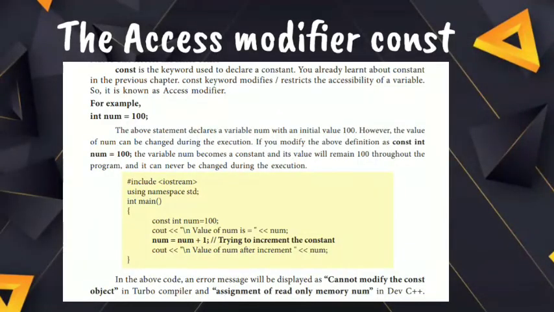Okay, the access modifier const. Const is a keyword used to declare a constant. You already learned about constants in the previous chapter. The const keyword modifier restricts the accessibility of variables, so it is known as an access modifier. For example, int num is equal to 100. In the above example, the value of num can be changed during execution. If you modify the above definition as const int num is equal to 100, the variable num becomes a constant and its value will remain 100.